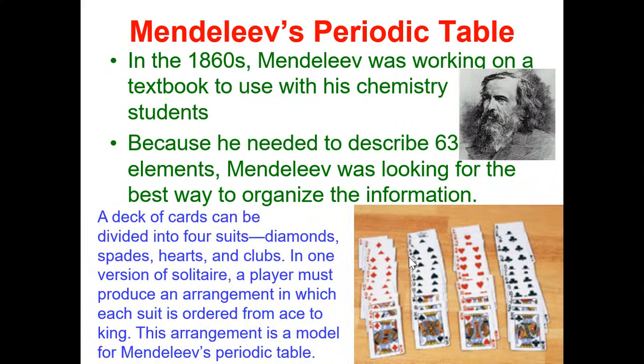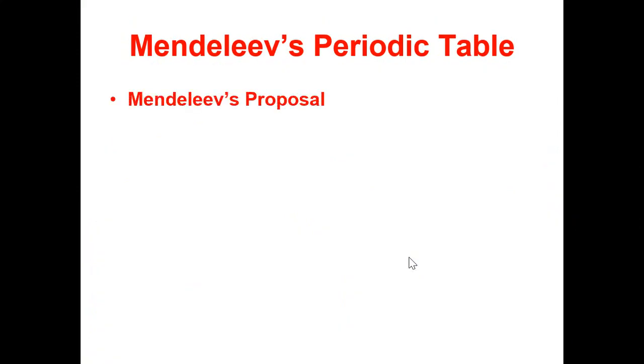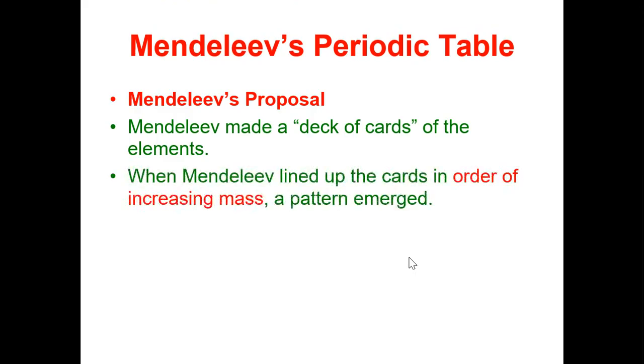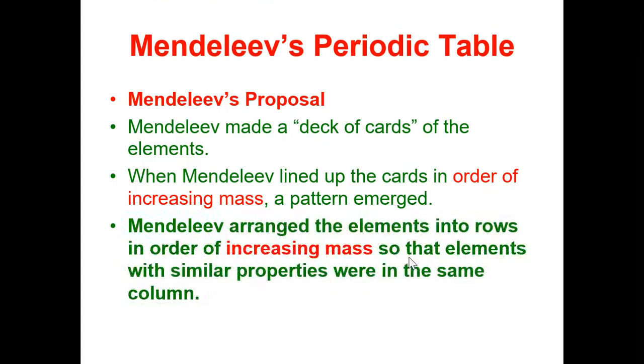So Dmitri Mendeleev did kind of the same thing, but what he did was he looked at the elements that were available at that time. And he made his own, quote, deck of cards. He took and put on every single card the name of the element and then some general properties about it that he knew about each one of those elements. He put them in order according to their masses. I said that was one of the two ways that they were organized. Put it according to the masses.